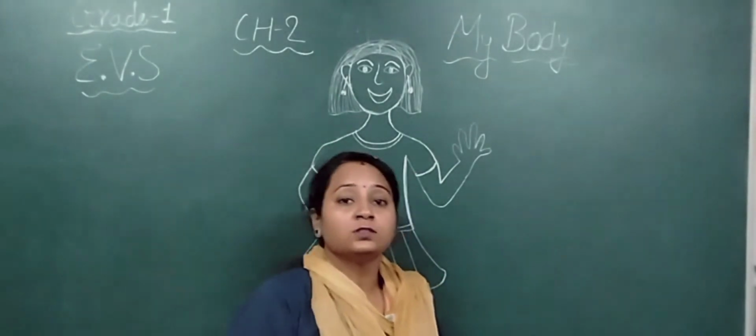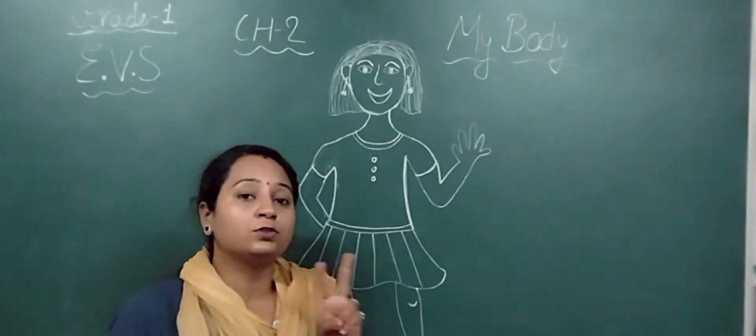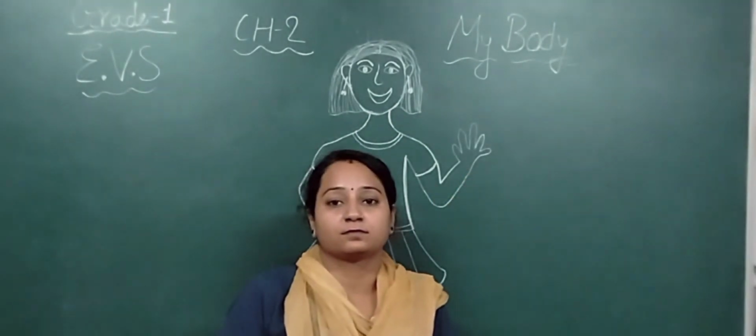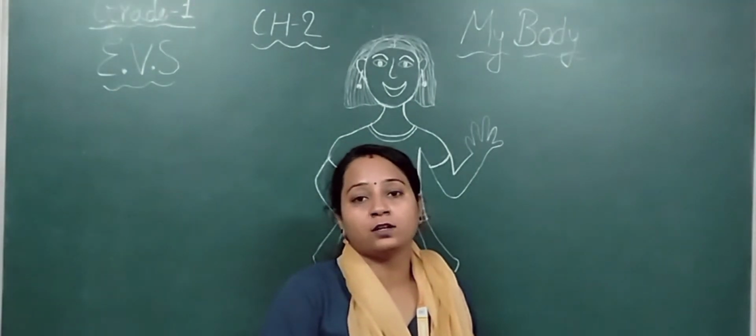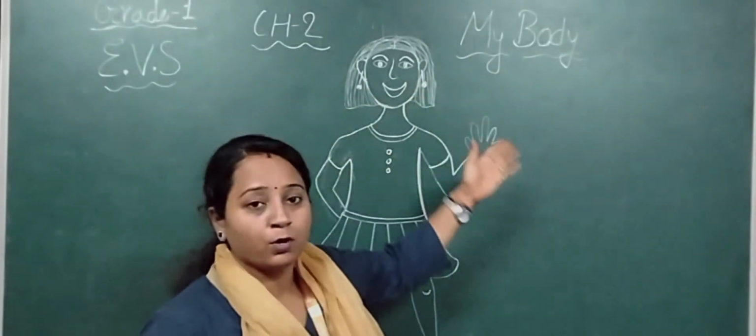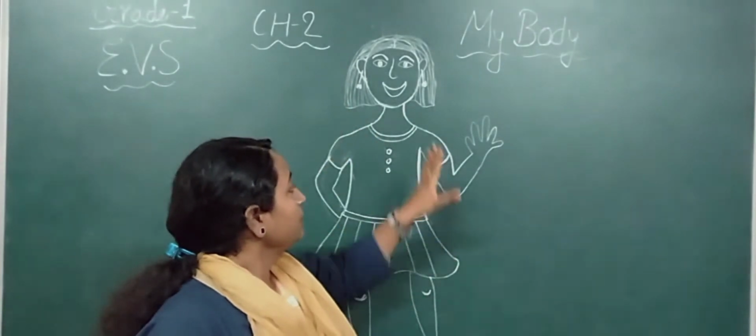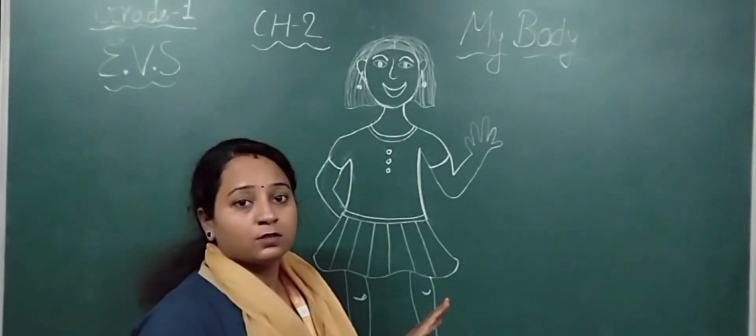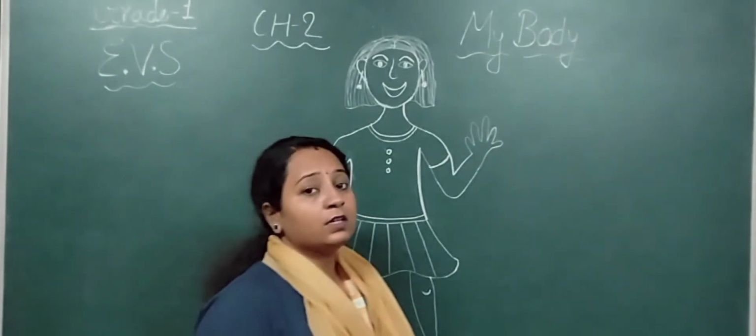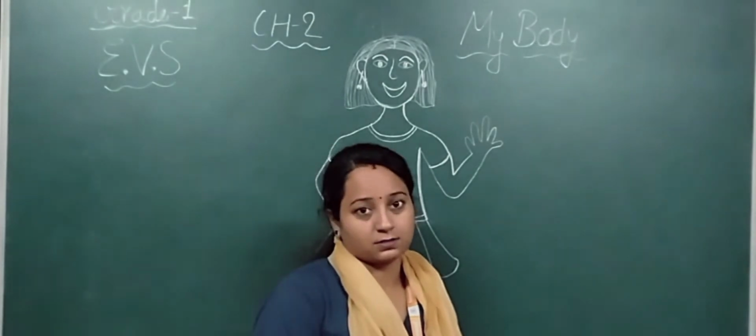In EVS we will do our next chapter, chapter number 2, My Body. Now we will start our chapter number 2. My body. See, I have drawn a picture of a girl. Now I will tell you the body parts.